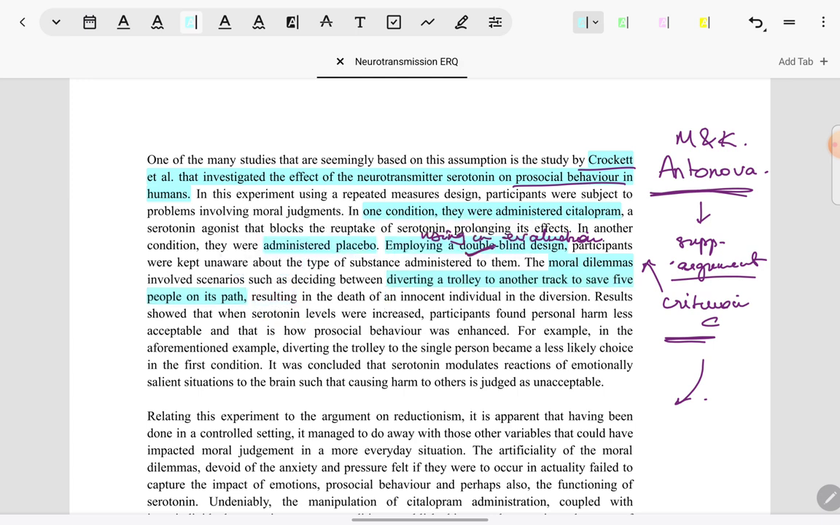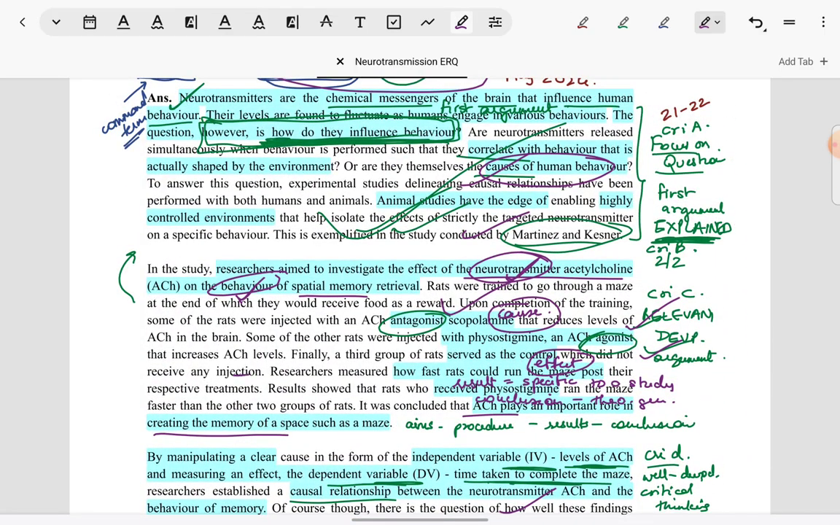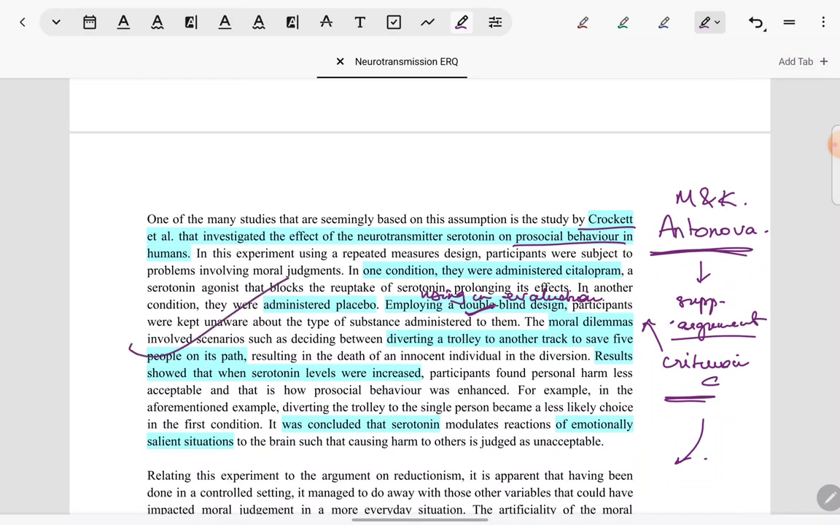Then I've explained the results. When serotonin levels increased, there was more tendency to not harm a person and that way show pro-social behavior to that person. The conclusion, again, like I said, has to be a theoretical generalization. So overall it shows that serotonin does modulate emotional reactions and thereby pro-social behavior. So this study I have covered in the same way that I had covered Martinez and Kesner, and I also explained to you why it looks more elaborate.